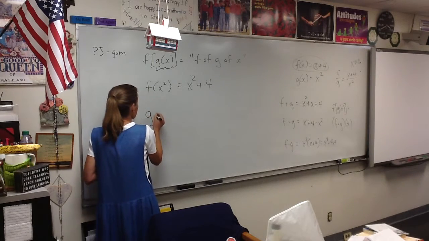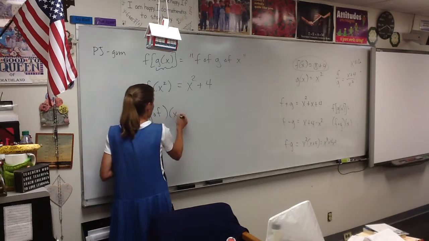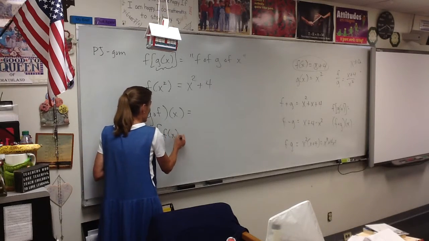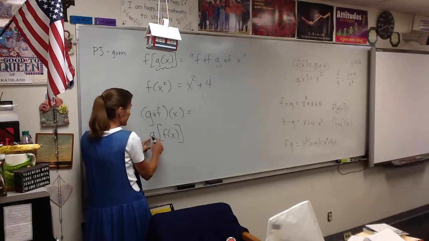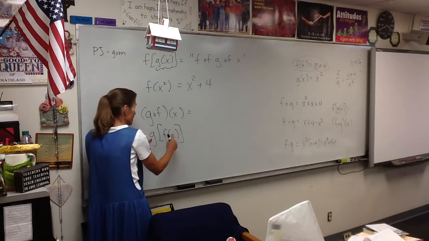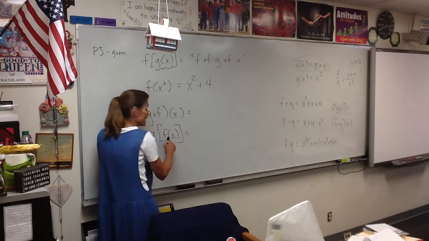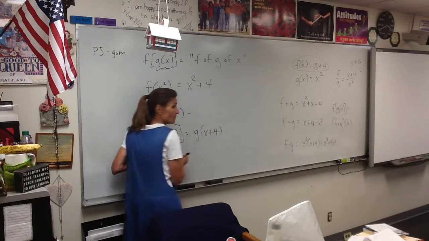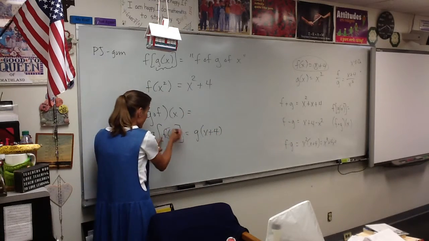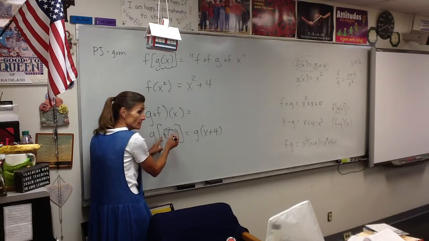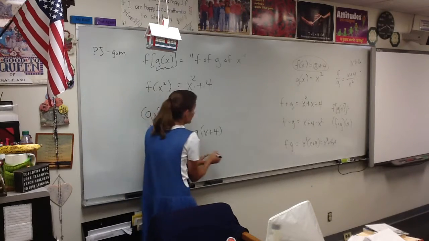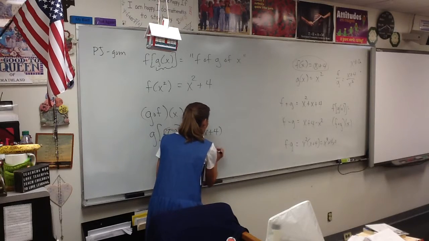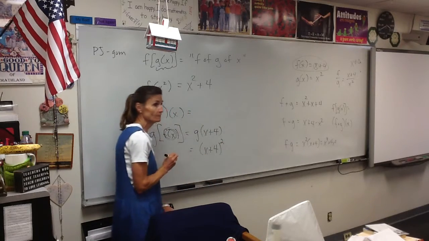What about g of f of x? I like this notation better because it clearly says I want g of f of x. Well, what's f of x? X plus 4. So I want g of x plus 4, which means I take out the x and put in x plus 4. That would be x plus 4 squared.